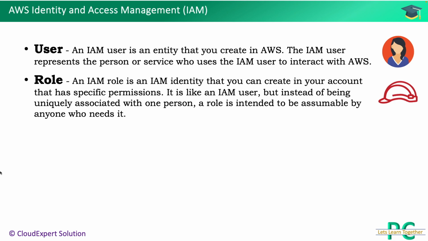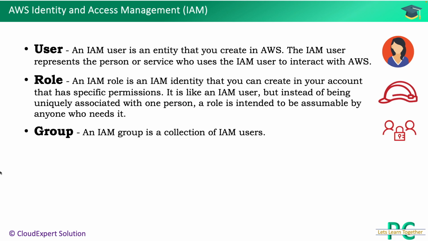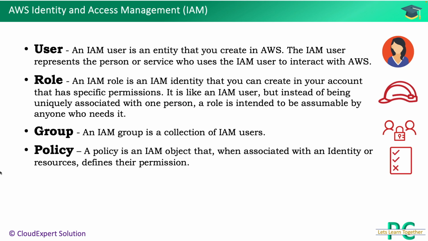I know you may be a little confused about the user and role, but don't worry. In the next slide, I have enough examples to clarify that doubt. Moving forward, group. An IAM group is a collection of IAM users. Then policy. A policy is an IAM object that you normally create in JSON format, and when we associate that IAM policy with any identity or any resources, it defines the permissions of the users or the role.